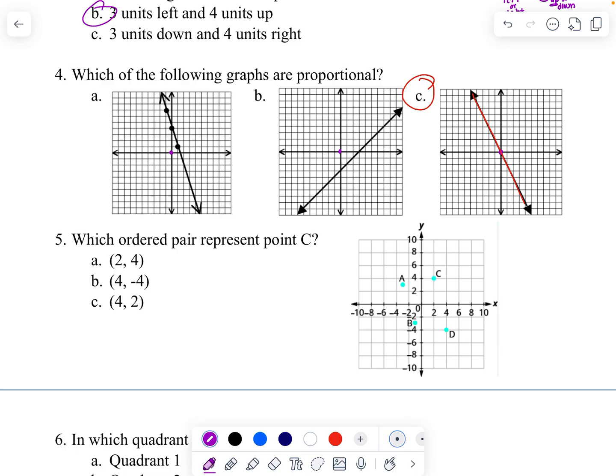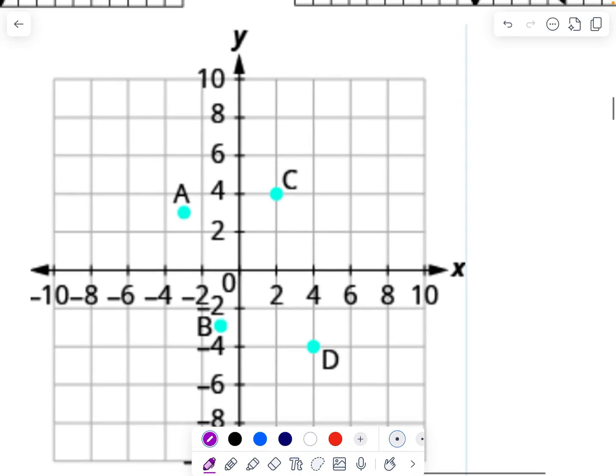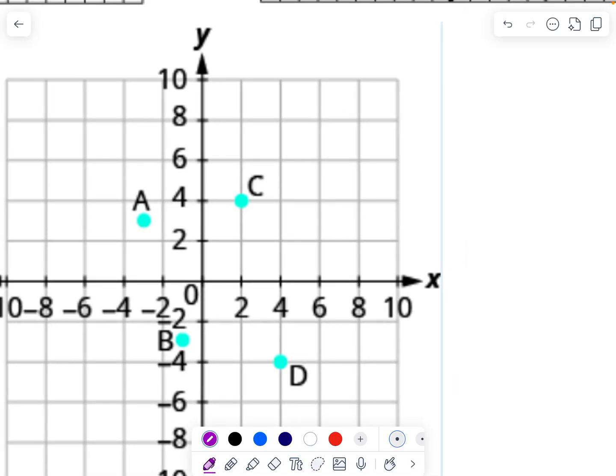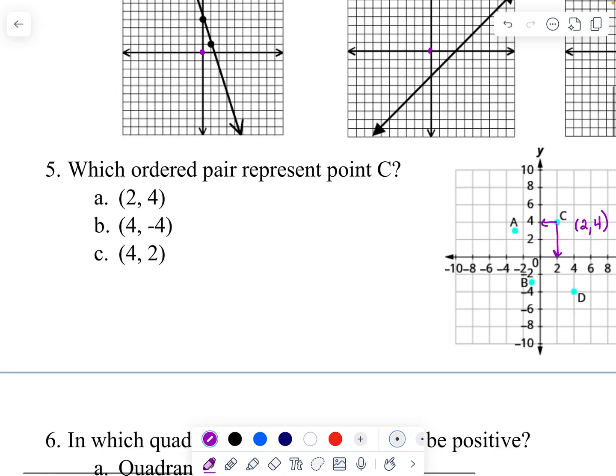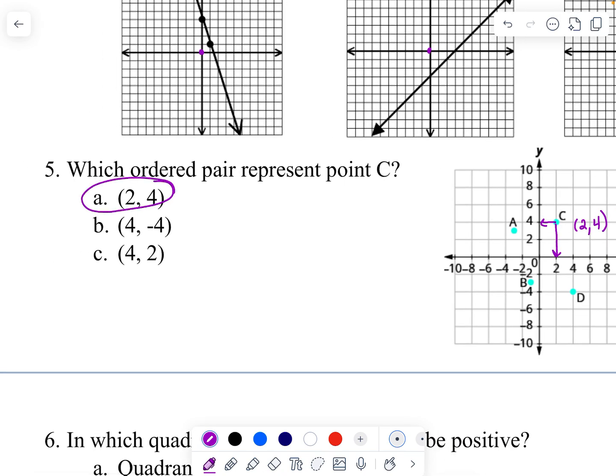Okay, number 5, which ordered pair represents point C? So point C is over here in quadrant 1. So to write the point, you look at the x value first, which is a 2, and then you look at the y value, which is a 4. So 2, 4 has to be the correct answer, which is choice A.